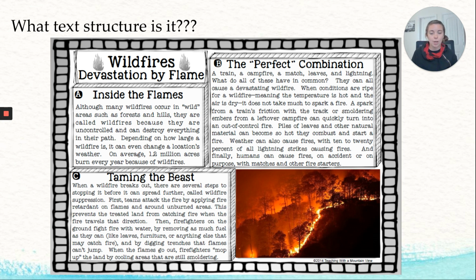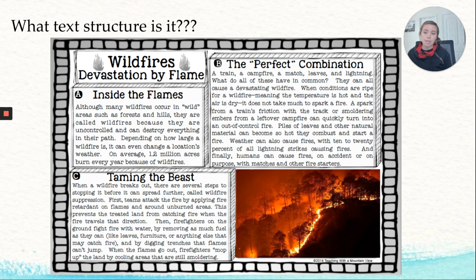Right there in the second or third sentence, it says they can all cause a devastating wildfire. So the text structure is cause and effect. The causes can all be different things: trains, campfires, matches, leaves, and lightning. Even humans can be the cause of wildfires. The effect is wildfires getting out of control and destroying a lot of things around them.